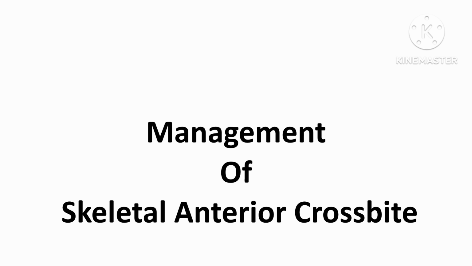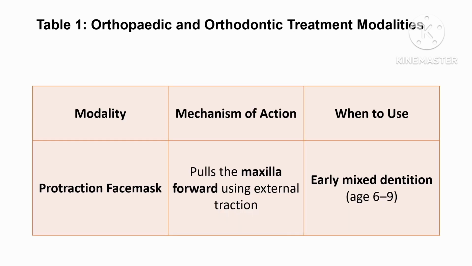Let's go over the key treatment modalities used for managing skeletal anterior crossbite in growing patients. These are mainly orthopedic and orthodontic interventions aimed at modifying jaw growth. First of all is the protraction mask, which is an appliance that uses external traction to pull the maxilla forward.